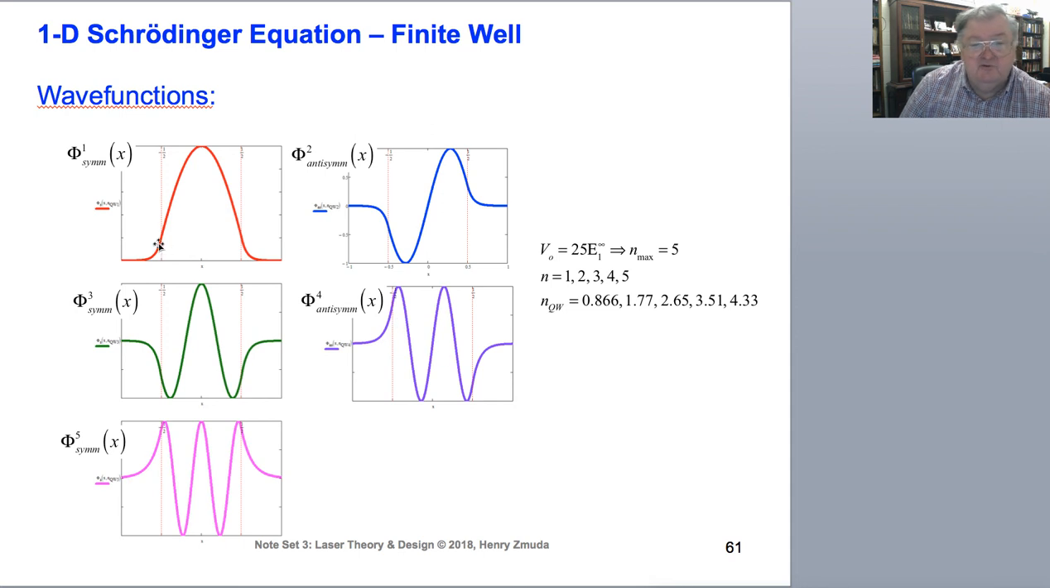Not only can you see there are no corners or cusps, right? That means not only is the function continuous, but its first derivative is continuous. So here's 1, 2, 3, 4. Here are the 5 wave functions corresponding to these 5 values of n quantum well.